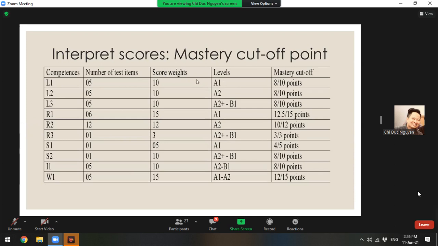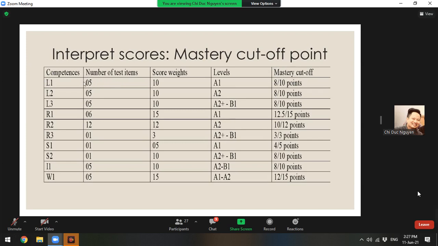But of course, we cannot expect them to achieve the maximum score for everything. So we need to have some kind of cut-off point for their mastery level. After they have already achieved this kind of score, it means that they are able to achieve this kind of level already. For example, in order to bring enough evidence to say that the students have already mastered competence number 1 for listening, they need to have 8 correct answers. 8 points or 4 correct answers out of 5 test items over here.